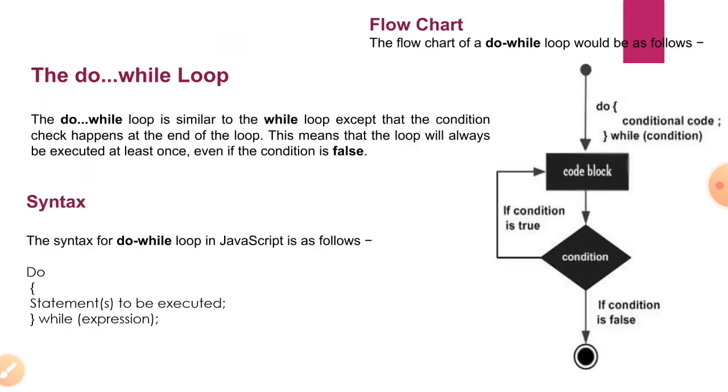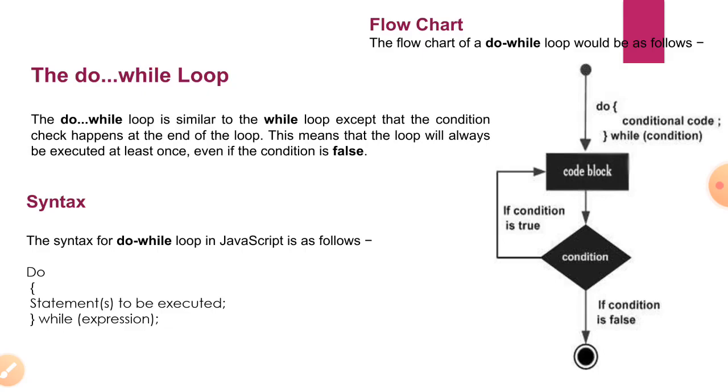And next we are having the do while loop. So the do while loop is similar to the while loop, except that the condition check happens at the end of the loop. This means that the loop will always be executed at least once, even if the condition is false.